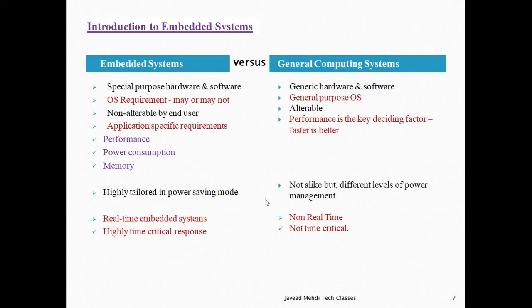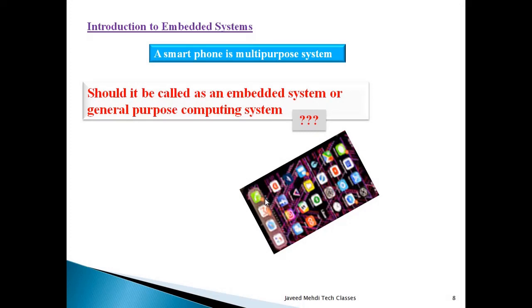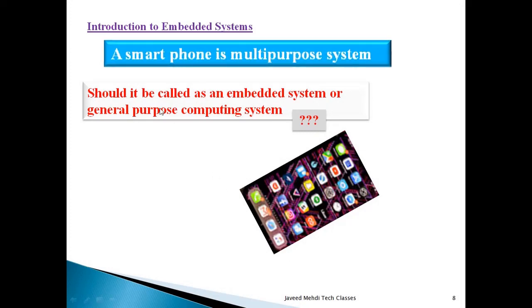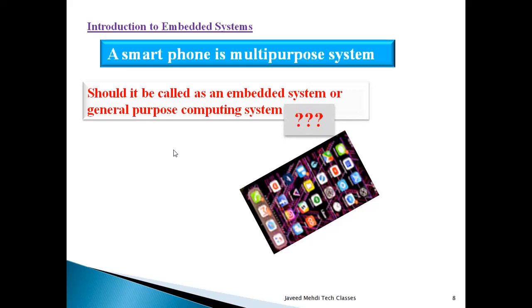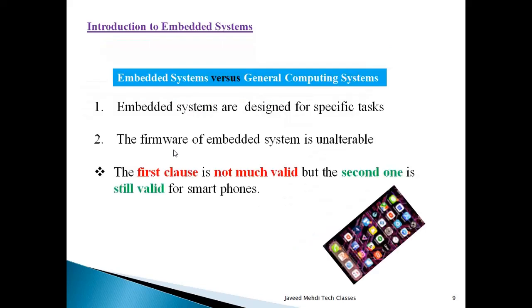Here you have a very nice question based on the fact that a smartphone is multi-purpose system. It performs multiple jobs. So answer this question now. Should it be called as an embedded system or general purpose computing system? To call any system an embedded system, these two clauses must be satisfied. The first one is what? Embedded systems are designed for specific tasks. Okay, this clause is not valid for smartphones. Why? Because a smartphone will be performing number of jobs, not specific tasks.